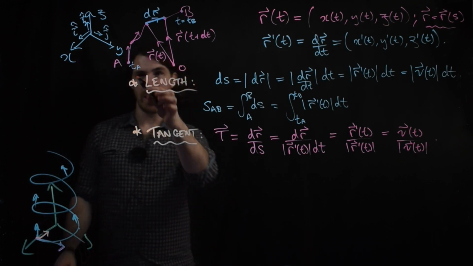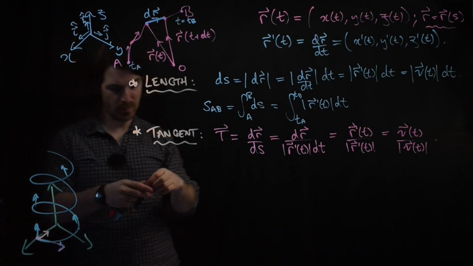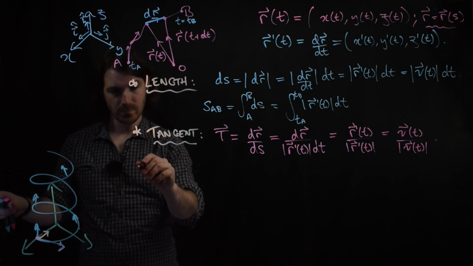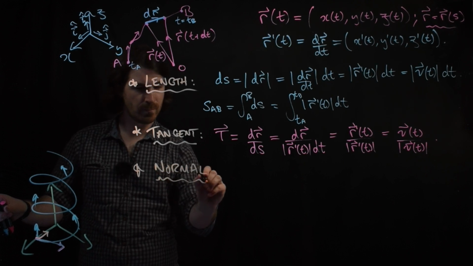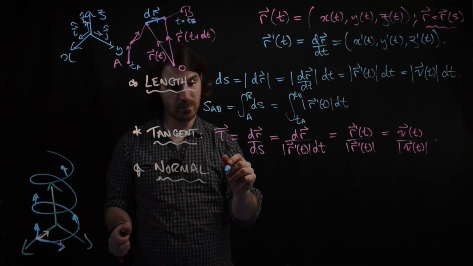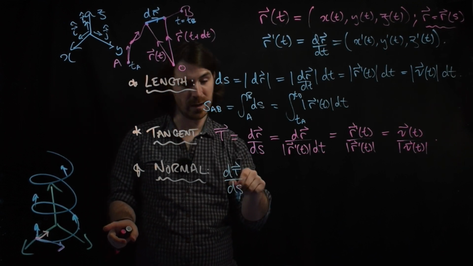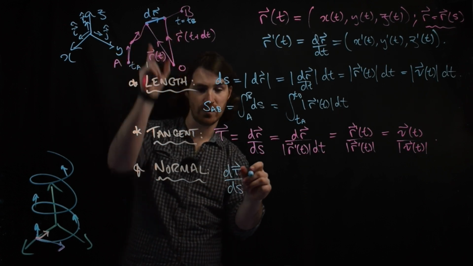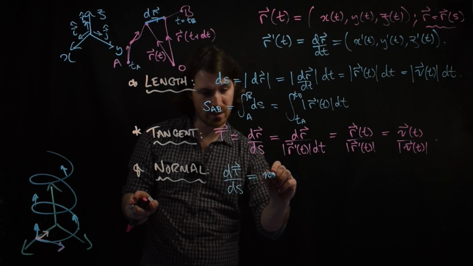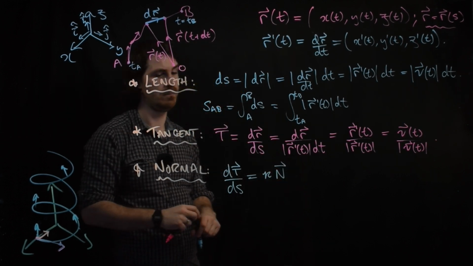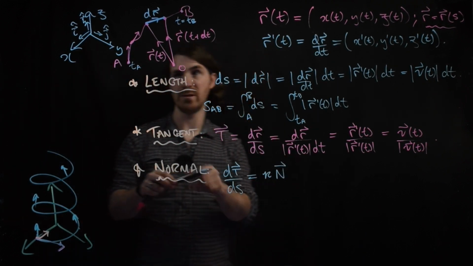Then we thought about how this tangent changes. So we thought about the normal vector. And the normal vector we define in terms of how the tangent vector changes, dt by ds, so the change in the tangent vector as you move along the curve. And we saw that this was equal to the curvature kappa times the normal vector.